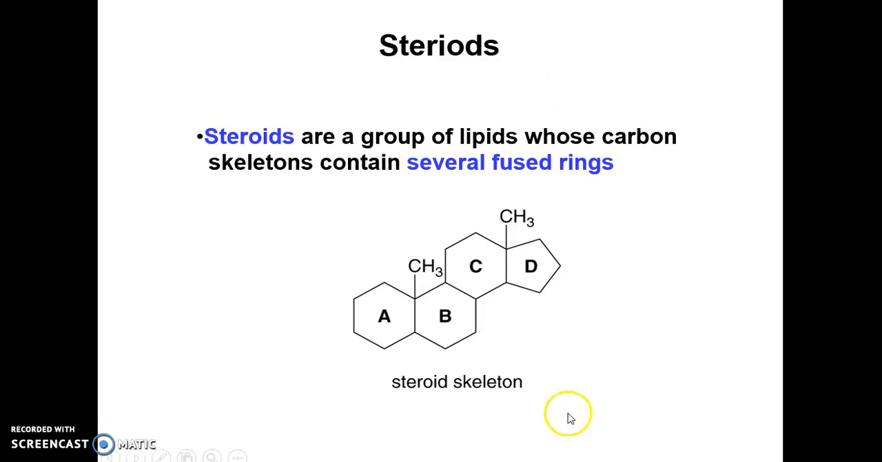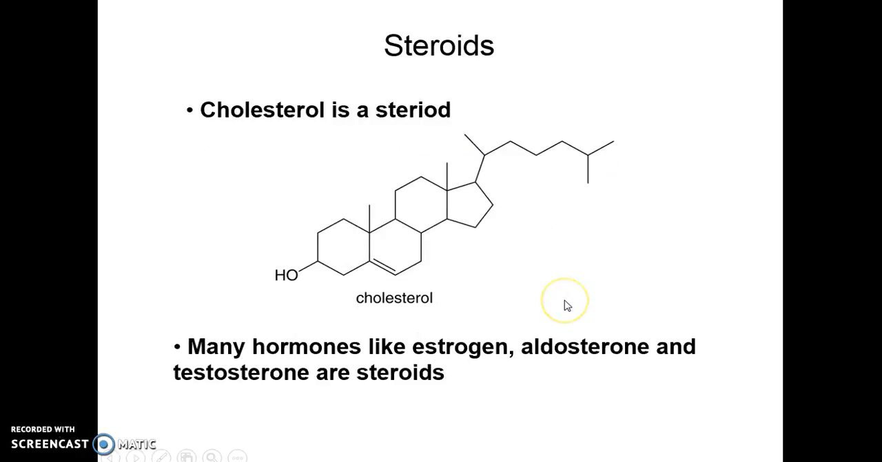What differs is what's attached to the structure. So you have this four-ring structure that makes up a steroid. Here's an example. Cholesterol is a steroid. You see what we call the steroid nucleus right here, these four rings attached together. Now, cholesterol has this long chain here and an OH there, an alcohol group. Estrogen, aldosterone, testosterone, they're all steroids.